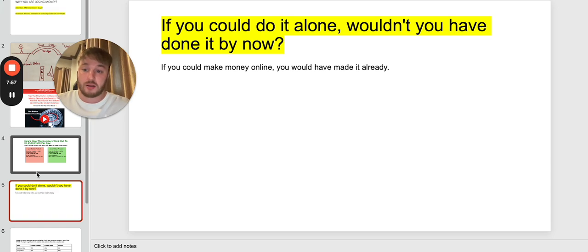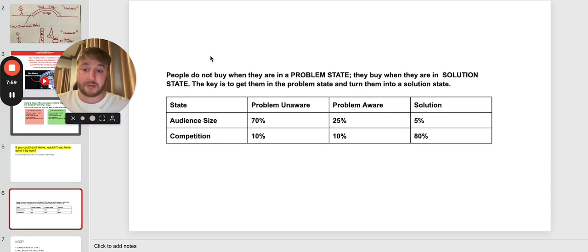Okay, so you can see over here, people don't buy when they're in the problem state. They buy when they're in the solution state. So our job, as marketers, is to move them from the problem state into the solution state.